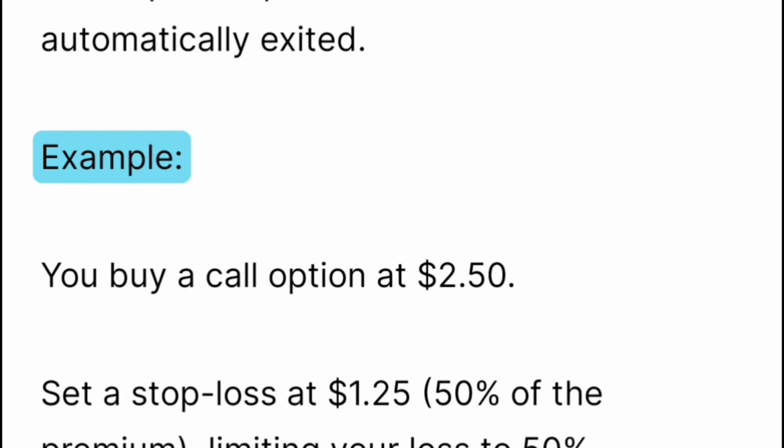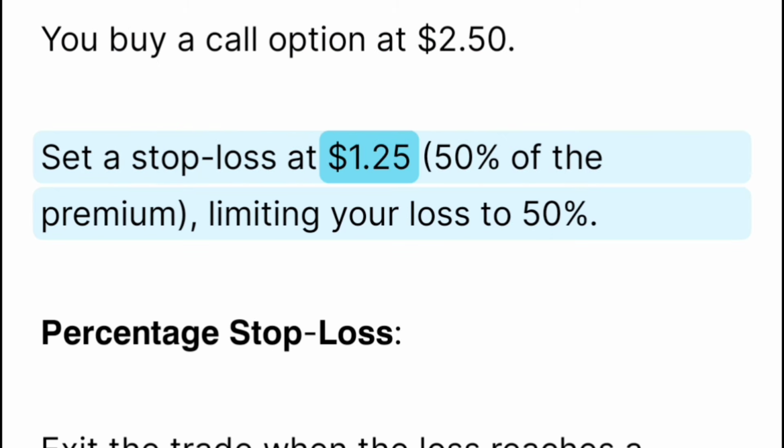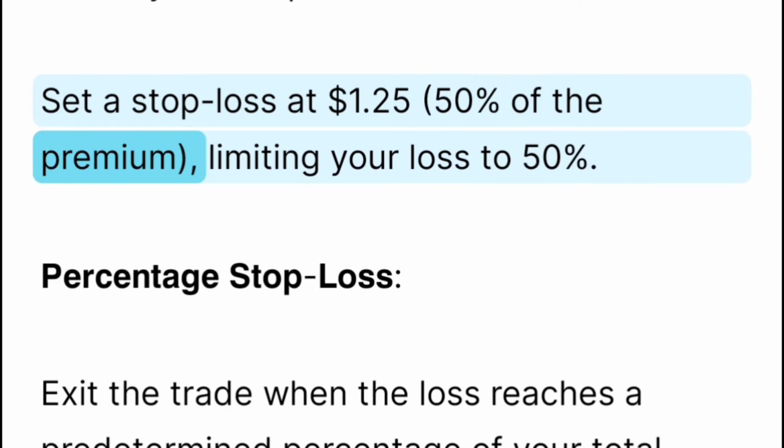Example: you buy a call option at $2.50. Set a stop loss at $1.25, 50% of the premium, limiting your loss to 50%.